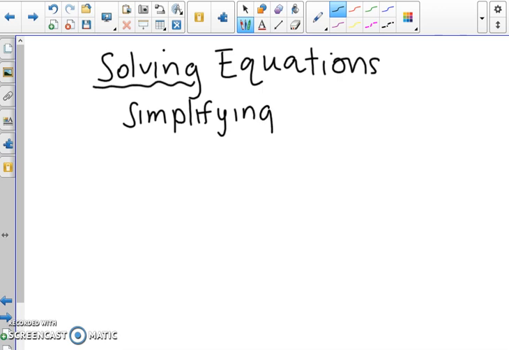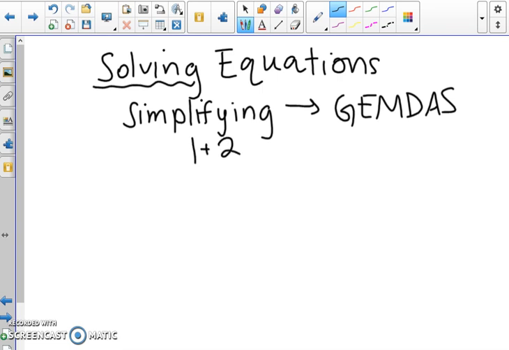And when I say simplifying, we should be thinking of order of operations, so GEMDAS or PEMDAS. And that would be if we knew what a value was. Like instead of x plus 2, let's say we knew it was 1 plus 2, and we simplified by adding. Simplifying is the opposite of solving.